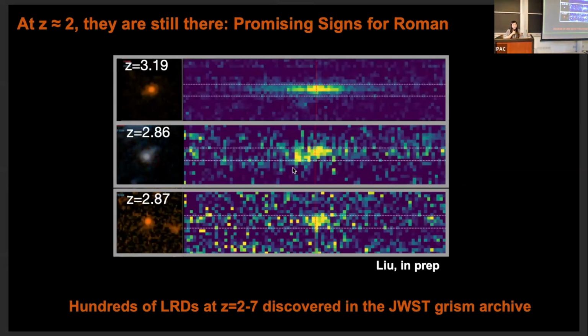And we already know that this search won't come for empty. So here is our ongoing work where we search the JWST grism archive to search for the broad H-alpha emitter. And we already found hundreds of LRDs that have been discovered at redshift 2 to 7 in this archive. And there are already many redshift 2 to 3 LRDs being discovered. So we know that this population has survived to the edge of the Roman window. And what we need is just to observe them.